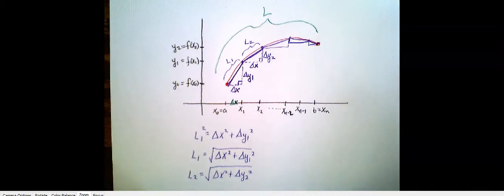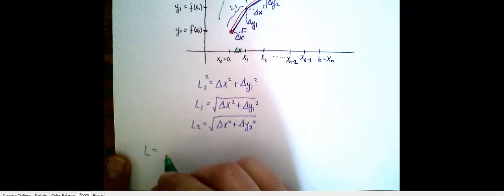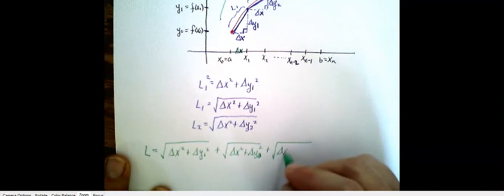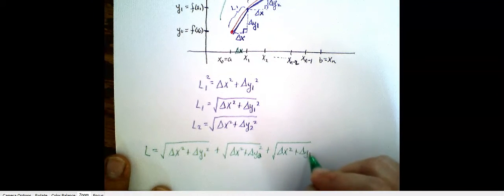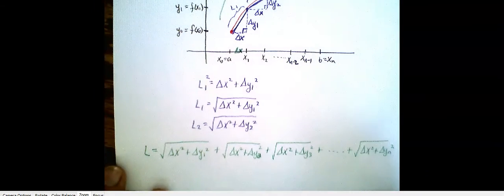So if I say that my overall arc length, let's call it L, the length of that entire curve, is equal to the sum of all of these square root terms: square root of delta x squared plus delta y1 squared, plus L2, which is this guy, plus the next one, you can probably guess from the pattern, delta x squared plus delta y3 squared, plus so on and so forth until the very last one, which would be delta x squared plus delta yn squared. Okay?